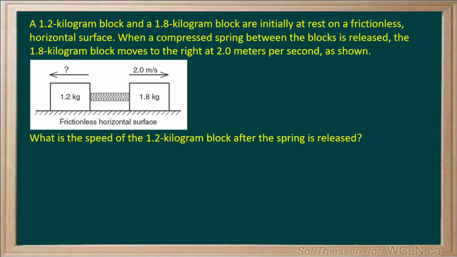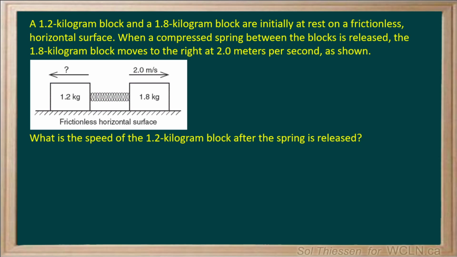A 1.2 kilogram block and a 1.8 kilogram block are initially at rest on a frictionless horizontal surface. When a compressed spring between the blocks is released, the 1.8 kilogram block moves to the right at 2 meters per second as shown. What is the speed of the 1.2 kilogram block after the spring is released?